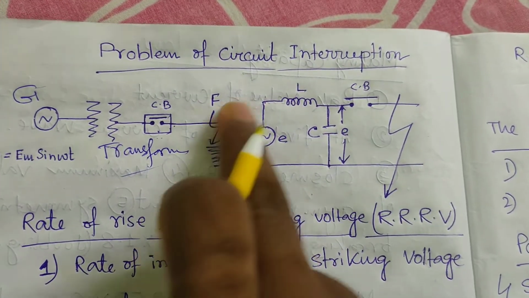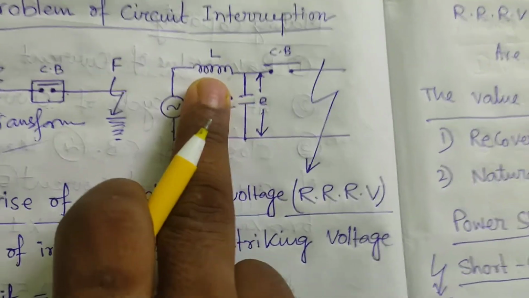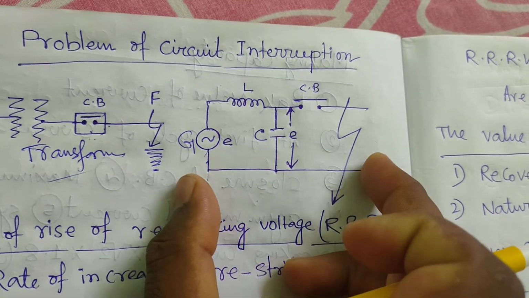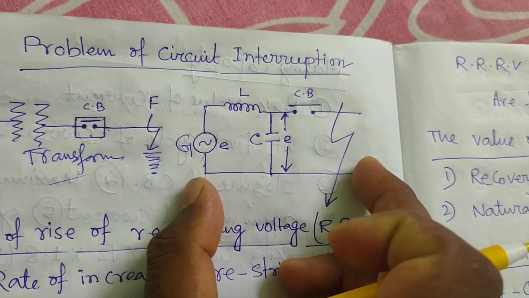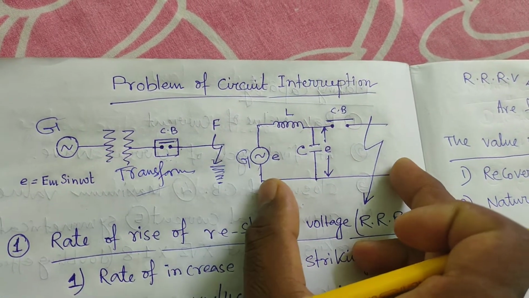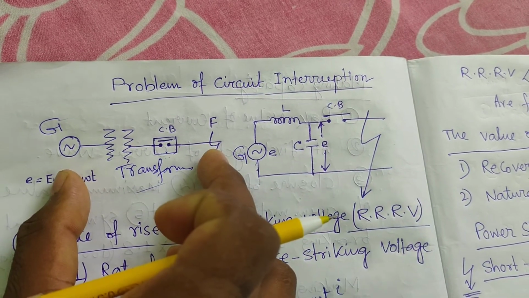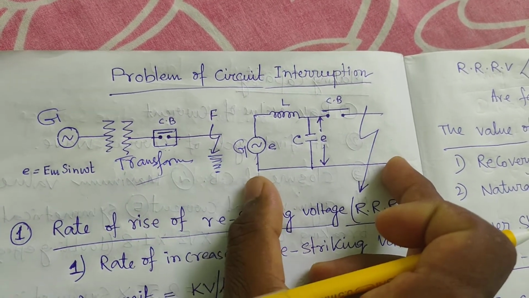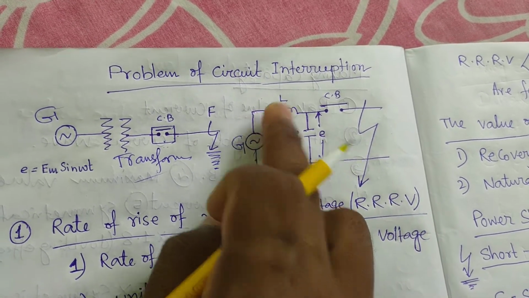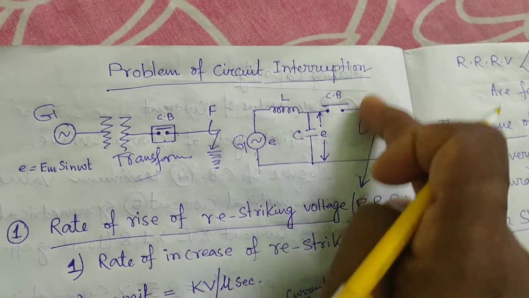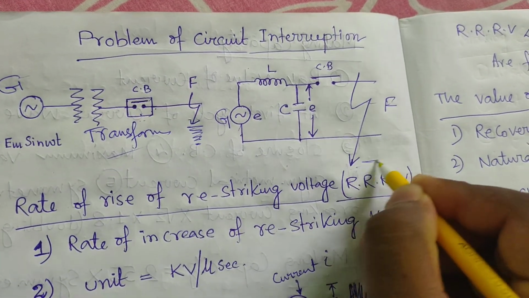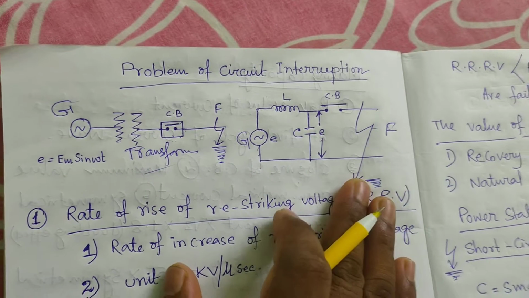I am drawing an LC circuit here. L is the inductance of the circuit and C is the capacitance of the circuit. This is the generator. For the transmission line, as per this diagram, I am drawing an LC circuit of that particular transmission network. So the transmission network is shown like this: generator, inductance, capacitance, circuit breaker, and this is the fault. This is also the fault. It may be an earth fault or a phase-to-phase fault, etc.